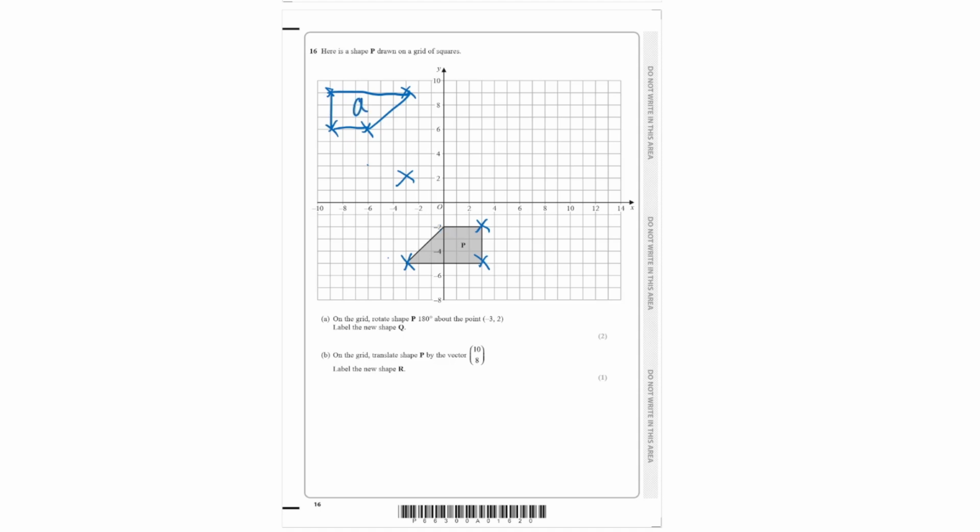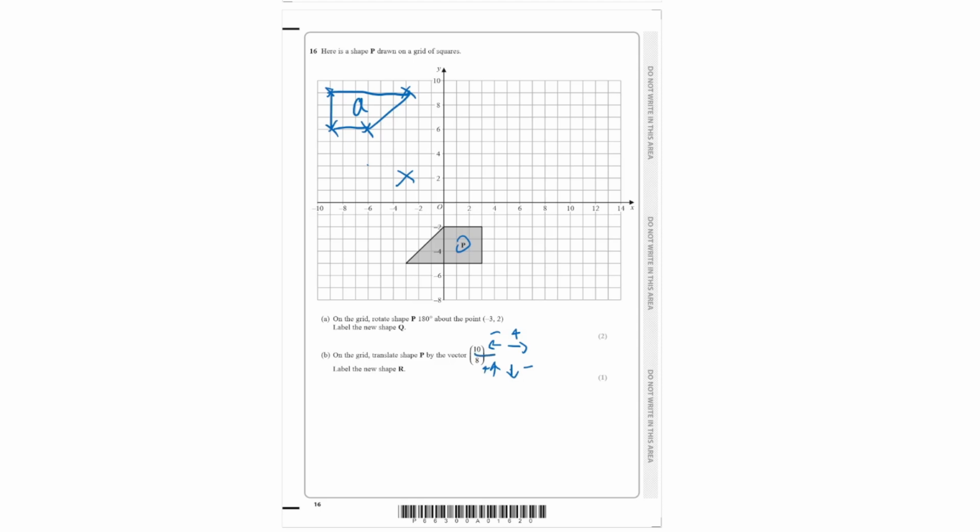Now, going on to the next question. On the grid, translate shape P by the vector 10 over 8. So we're dealing with P again. Label the new shape R. Okay, now when dealing with vectors, the top part is the x, so either left or right. And the bottom part is up or down. Now, if it's positive, it's to the right. If it's negative, it's to the left. If it's positive, it's up. If it's negative, it's down.